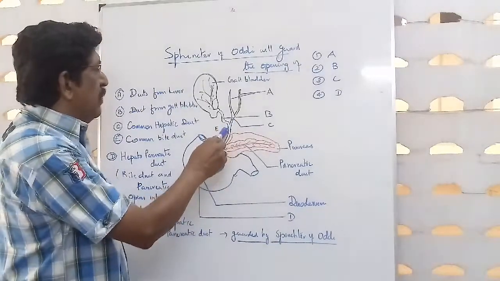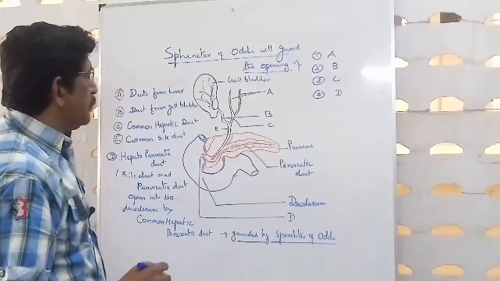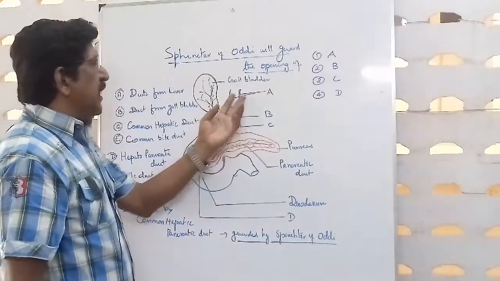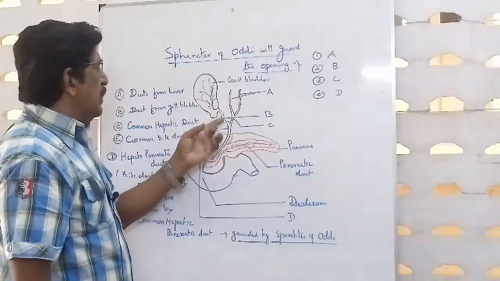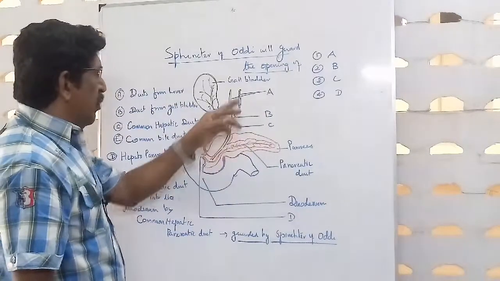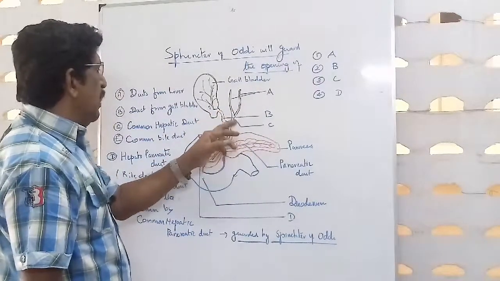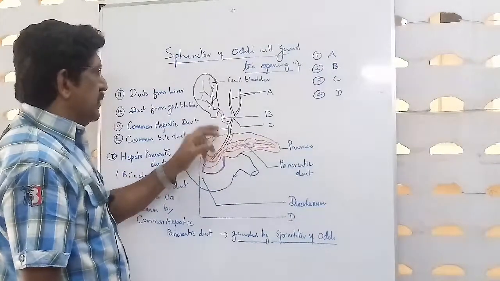And then finally this forms the common bile duct. So these two are the ducts from the liver. This is the gallbladder and this is the duct from the gallbladder, and this duct is the common hepatic duct, and this is the common bile duct.